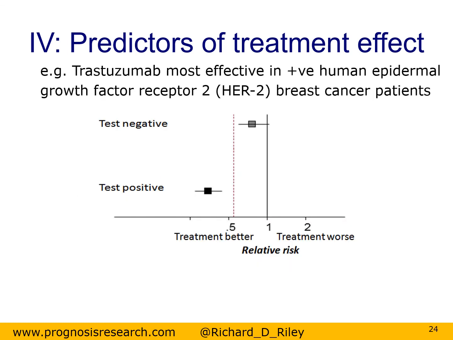Here's a probably well-known example. Trastuzumab has been shown to be more effective in those HER2 positive breast cancer patients. And we see the results of this trial where for the test negative individuals, the relative risk is much closer to 1 than those that are test positive, where there's very strong evidence of an effect. And therefore it could be that we focus more on the use of this treatment in those that are test positive than test negative, and there's biological rationale for that.